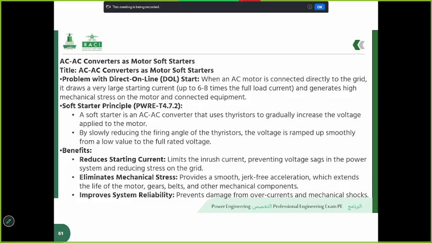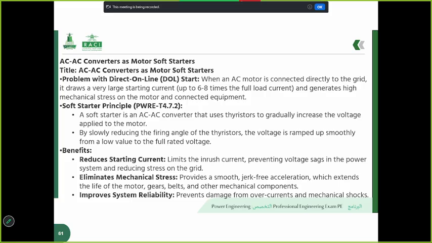So furthermore, the sudden application of the full voltage and torque creates immense mechanical stress on the motor shaft, gears, belts, and other mechanical components, leading to premature wear and tear. So a soft starter is an electronic device that uses thyristors or triacs to eliminate this problem. So instead of applying full voltage immediately, the soft starter gradually increases the voltage to the motor.